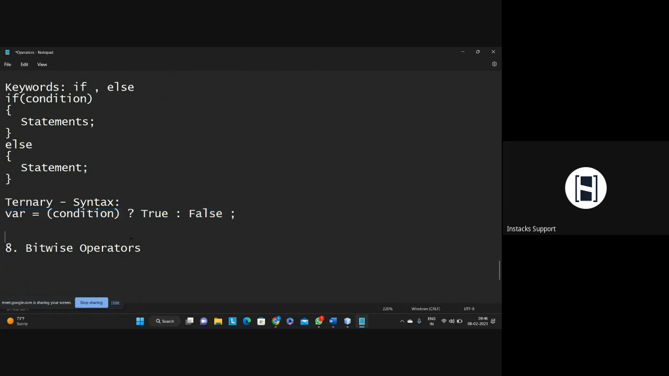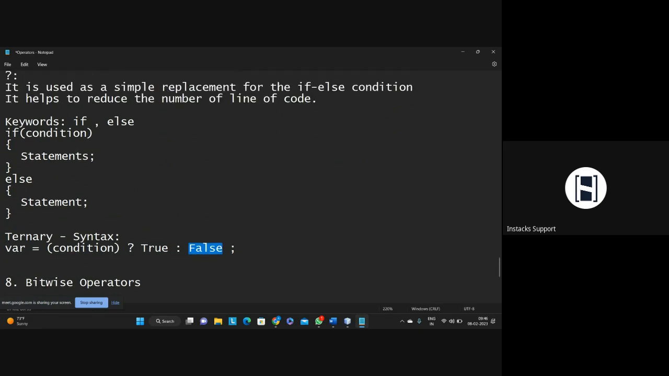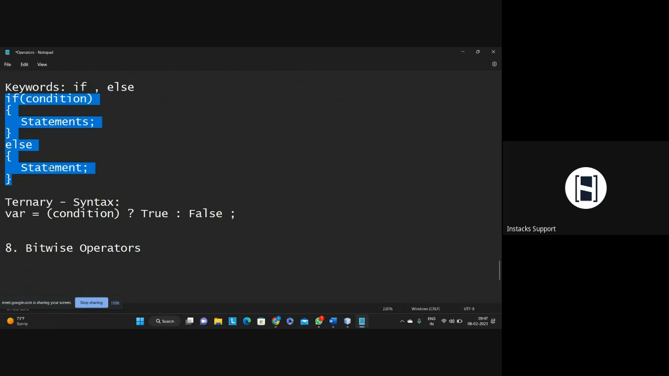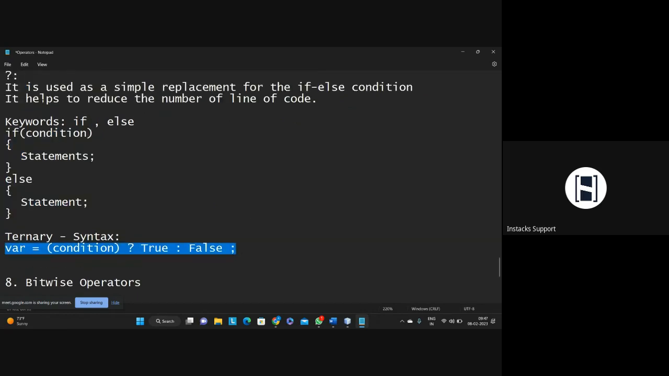Here also the same thing, right? Based on the condition, if it is true, what should happen? If it is false, what should happen? So this is same as how my if else is working. So instead of writing it like this, I am going to write it using a single line. So that is the second advantage I said. It helps to reduce the number of lines of a code. So that is another advantage what we are going to be having.